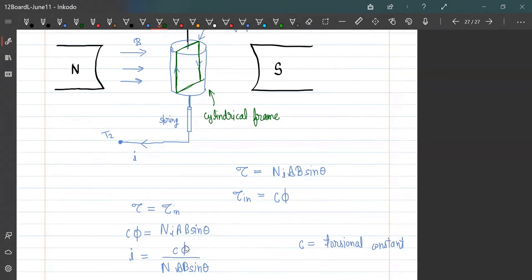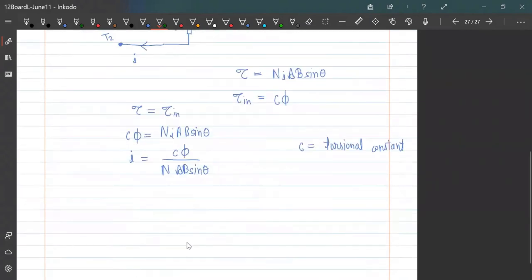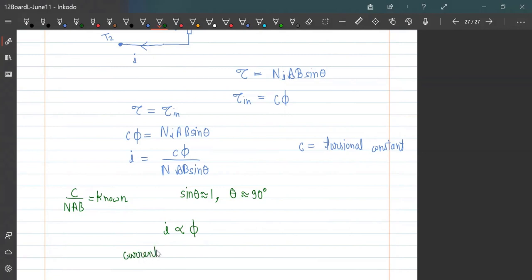And because the variable is phi, we say that current is directly proportional to phi. And also C upon NAB, that is known. Sin theta, we need it approximately equal to 1. So we keep theta approximately close to 90 degrees. So torque abhi bhi apply hoga, but sin theta ki value mein zyada change nahi aayega. From here, we get that current is directly proportional to the angle of twist. Current directly proportional to the angle of twist. And this solves complicated things we do just to measure the value of current, directly proportional to angle of twist.